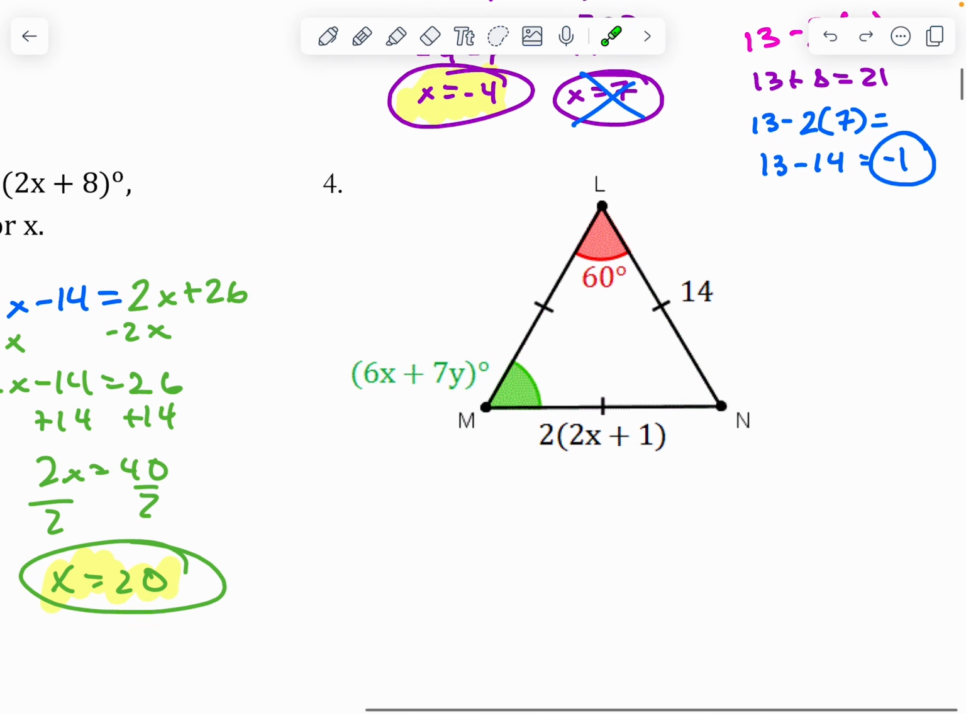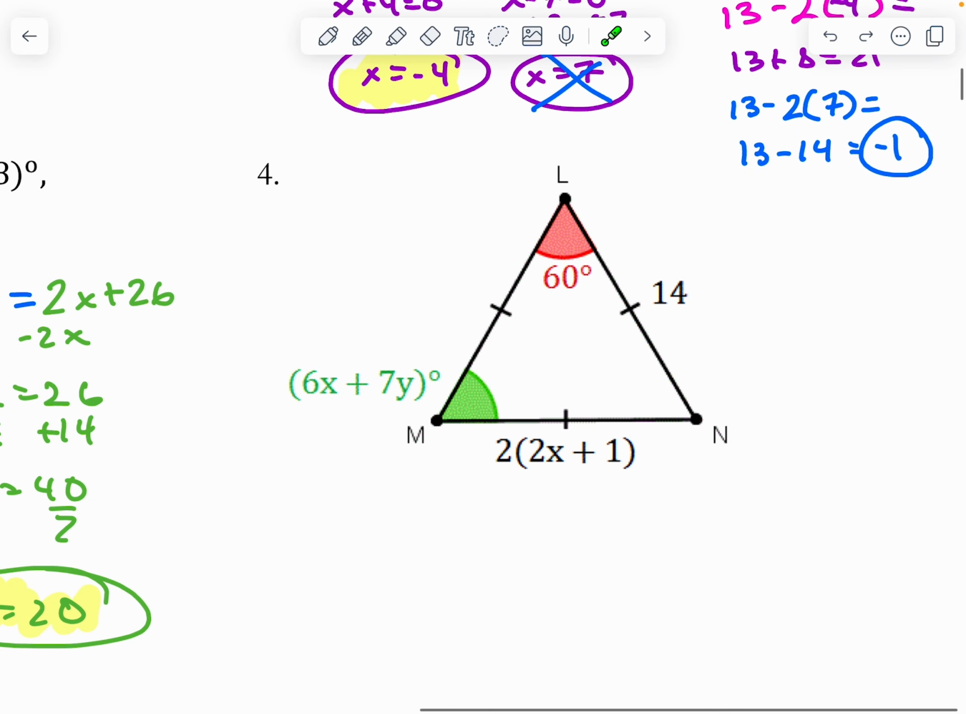Let us keep going. Here we go. Number 4. Last one, and then you guys are free. Okay. I know that that green angle here, M, is going to be 6x plus 7y. I know that this red angle is 60 degrees. I know this is 14. And this is 2 times the quantity of 2x plus 1. All right. Cool thing. All angles are the same.